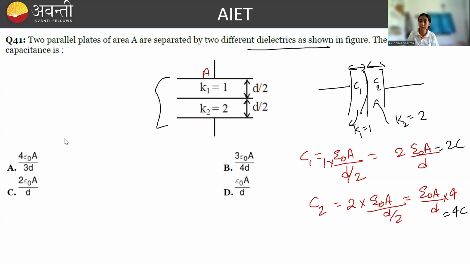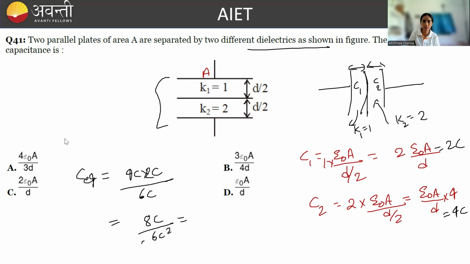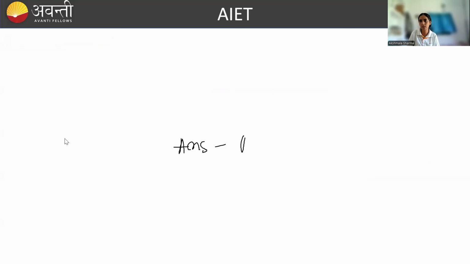Since they are in series, we will add them like we add resistors in parallel. So here C equivalent will become 4C into 2C divided by 6C, because two things in series can be added like this. Okay? So here it will become 8C squared by 6C. So this is equal to 4 by 3C, that is 4 by 3 into epsilon naught A by d. So the correct answer will be what? A. So the answer is A. You just needed to remember the basic formula.